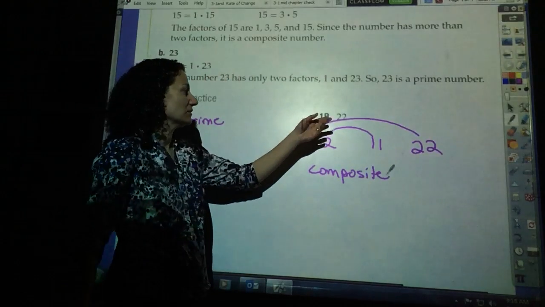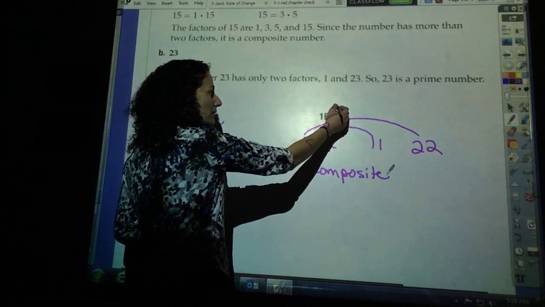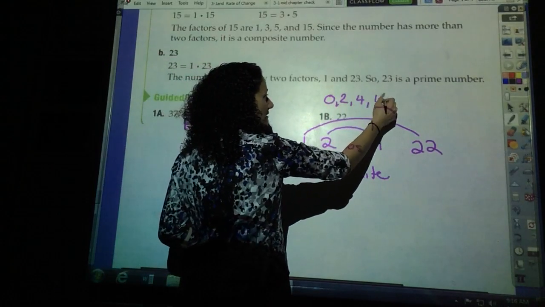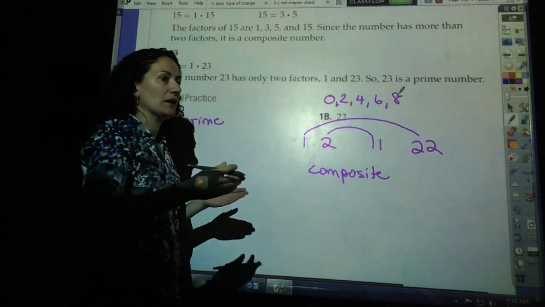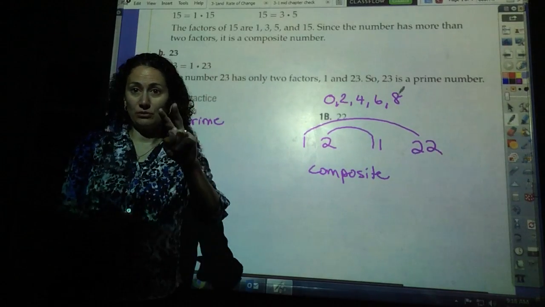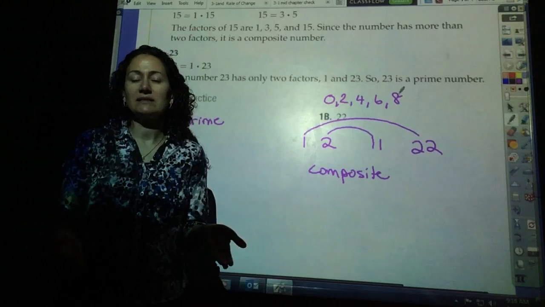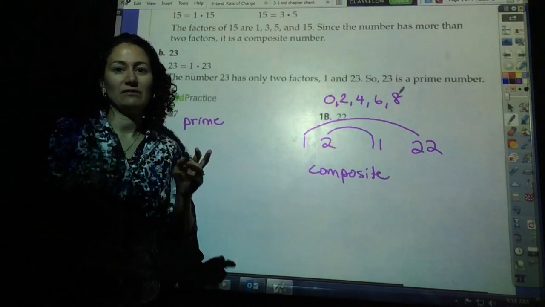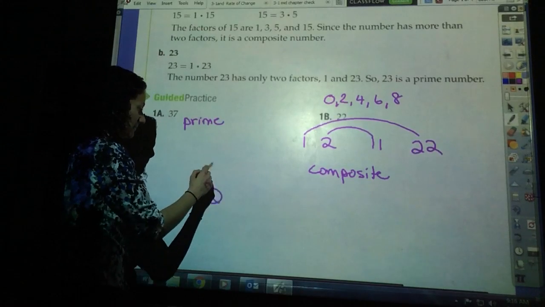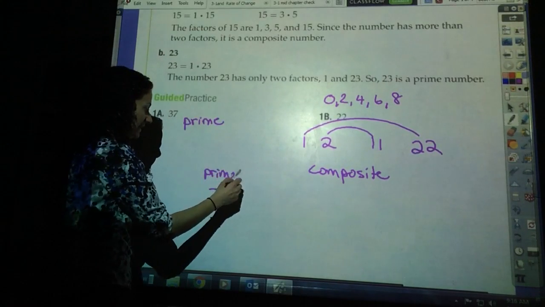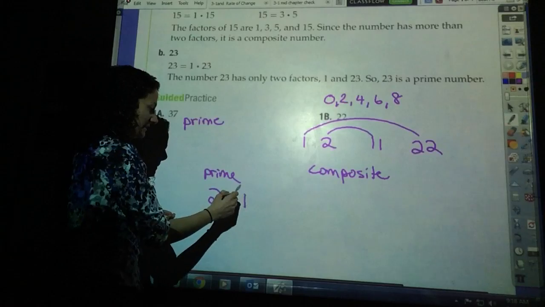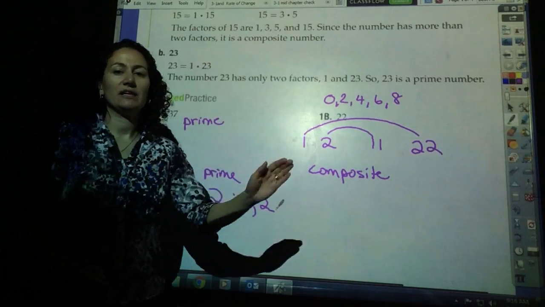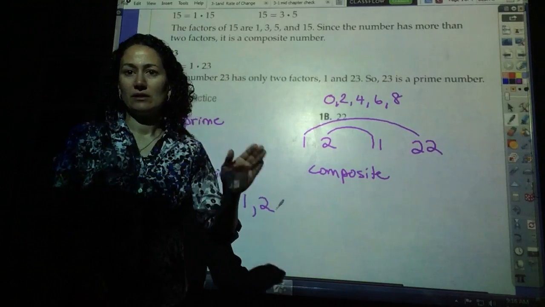Now remember, here's a little handy fact: any even number, a number that ends in 0, 2, 4, 6, or 8, any even number other than 2 is going to be composite because they're all divisible by 2. 2 is the only even number that's prime because if you think about it, it only has 2 factors, 1 and itself. So 2 is prime. Every other even number is composite.